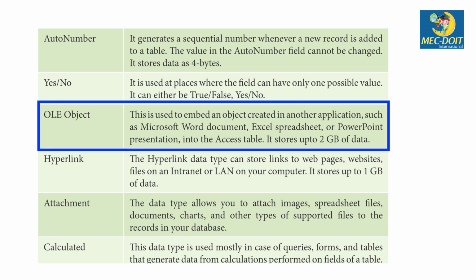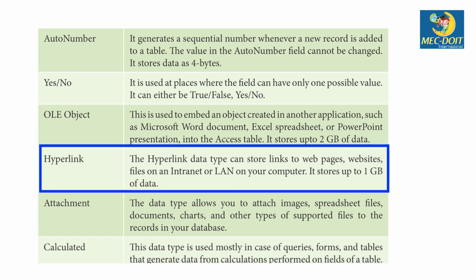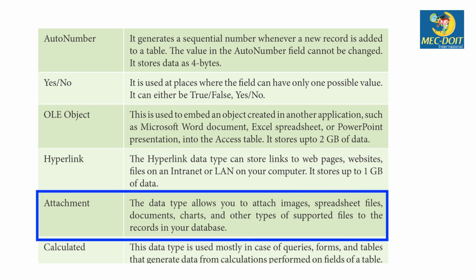OLE object: this is used to embed an object created in other applications such as a Microsoft Word document, Excel spreadsheet, or PowerPoint presentation into the Access table. It stores up to 2 GB of data. Hyperlink: the hyperlink data type can store links to web pages, websites, files, or an intranet or LAN on your computer. It stores up to 1 GB of data. Attachment: this data type allows you to attach images, spreadsheet files, documents, charts, and other types of supported files to the records in your database.